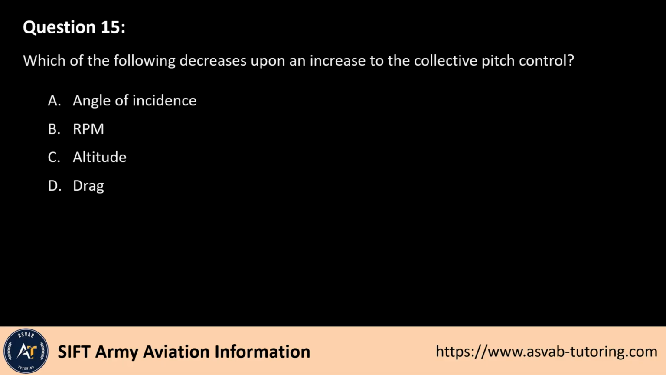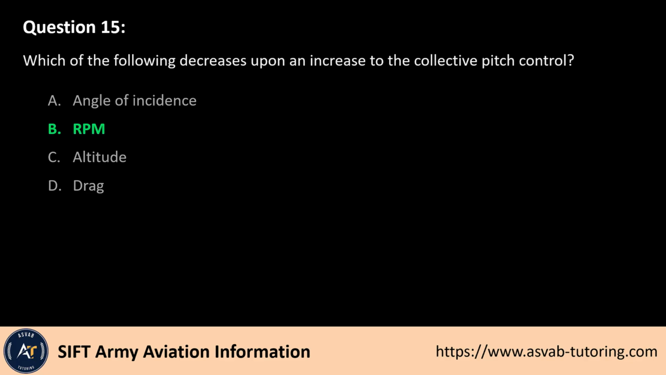Question 15. Which of the following decreases upon an increase to the collective pitch control? A. Angle of incidence. B. RPM. C. Altitude. D. Drag.